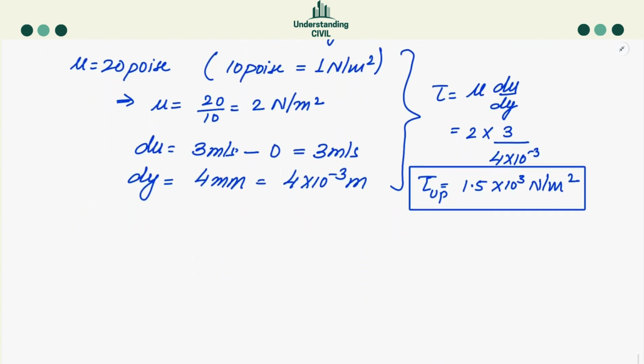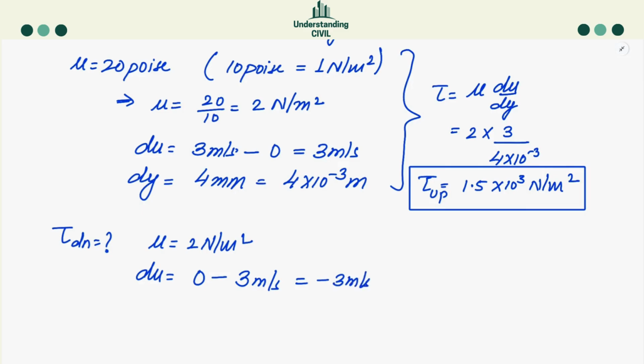Let's flip the question. Let's have some modifications. What if I am being asked what is the shear stress on the down plate? Similarly, you know that mu will remain constant because it's a property of the fluid. The space between the plates is also constant. So what would change over here? We want du as the plate which is considered minus the plate from which it is being measured, which has a velocity of 3 meter per second. So du will have a value of minus 3 meter per second.